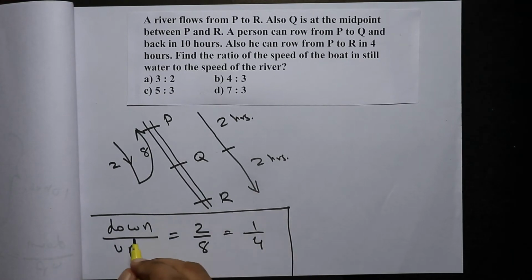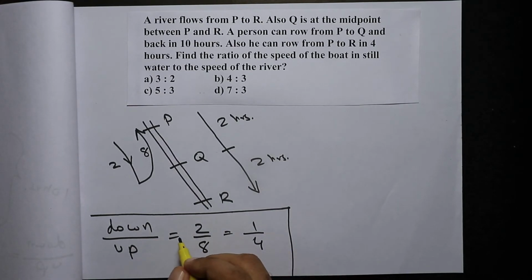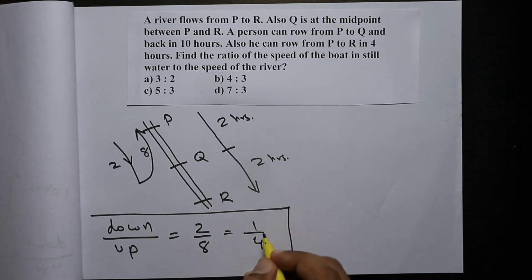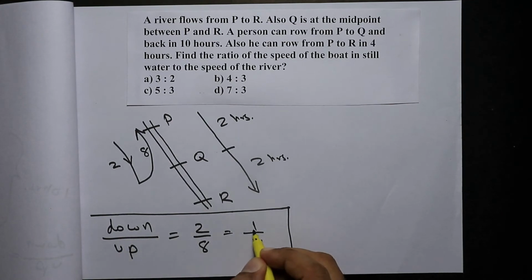That is, if one person's speed is 2 times that of another person, then he will require only half the time. Similarly, if one person is 4 times faster, he will require only 1/4 the time. So if you compare downstreaming and upstreaming, when you are downstreaming, you will require only 1/4 the time. Which means that when you are downstreaming, your speed will be 4 times that of upstreaming.